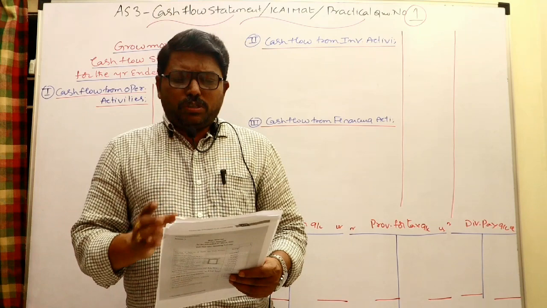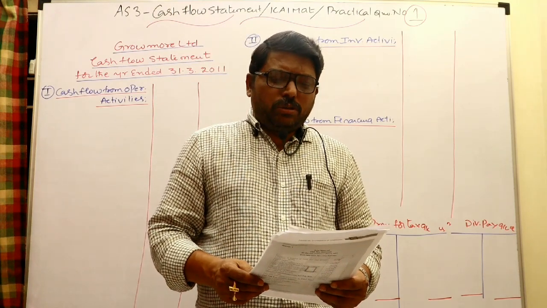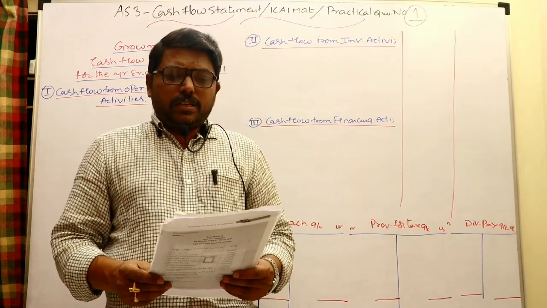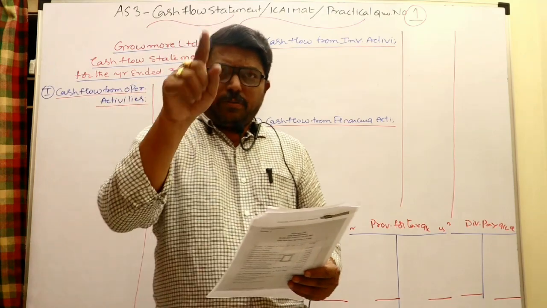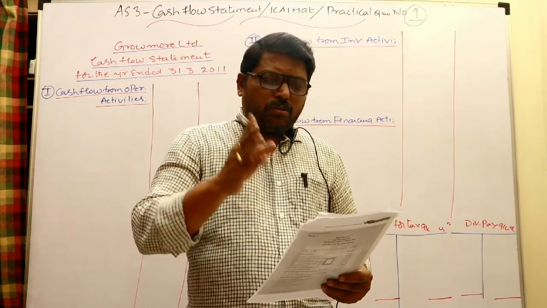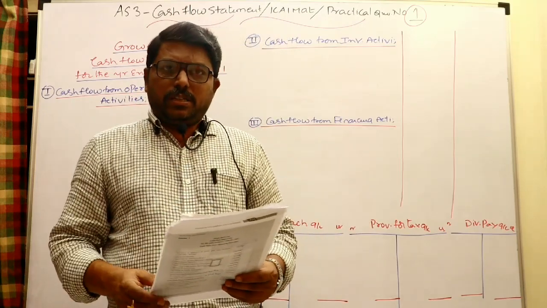Debentures opening 0, closing 2 lakhs. If nothing is mentioned, I can say 2 lakhs debentures issued during the year, and moreover it is a financing activity. Provision for tax, opening closing both are given. You can have a provision for tax account. Opening closing you can take it. How much tax paid during this year is already given in the adjustments.